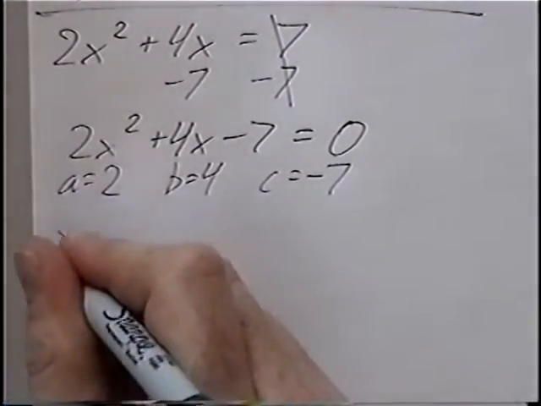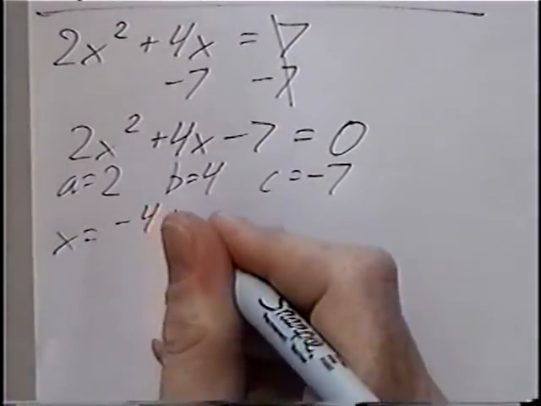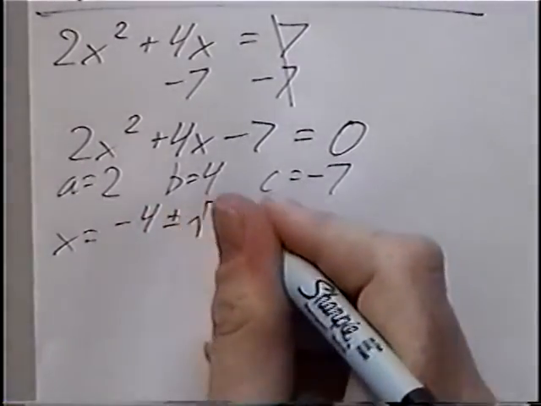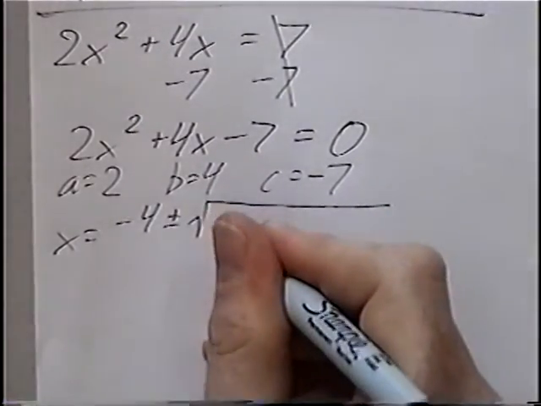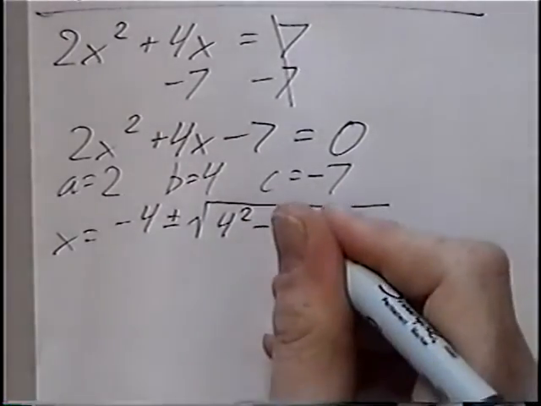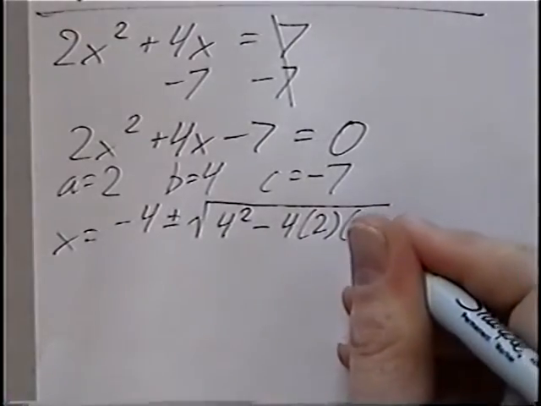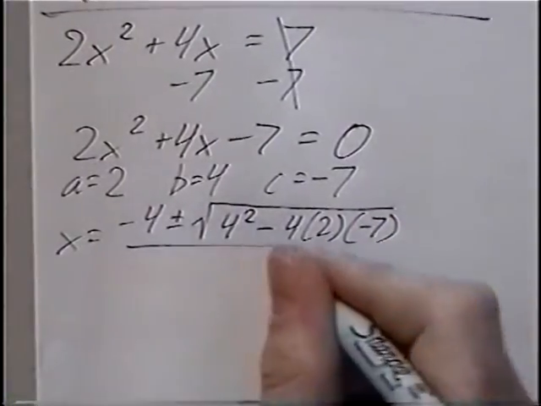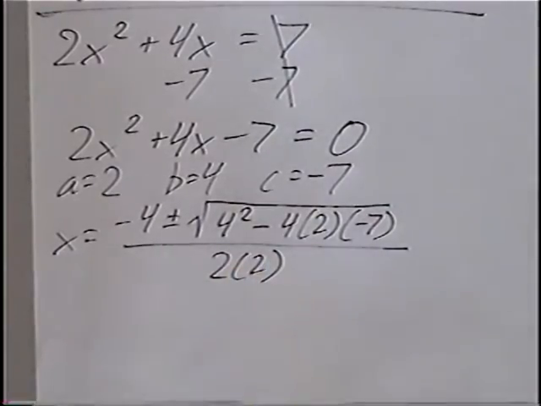Plugging the numbers into the equation, we'll have x equals negative b, which would be negative 4, plus or minus the square root of b squared, which is 4 squared, minus 4 times a times c, divided by 2 times a, which would be 2 times 2.